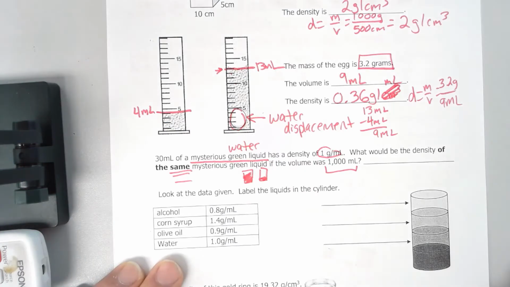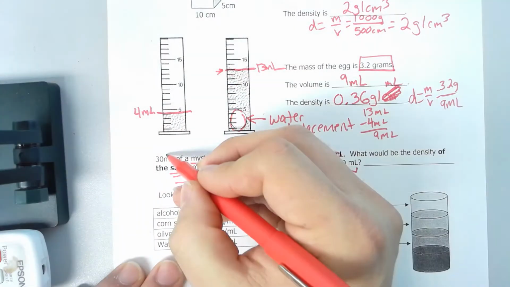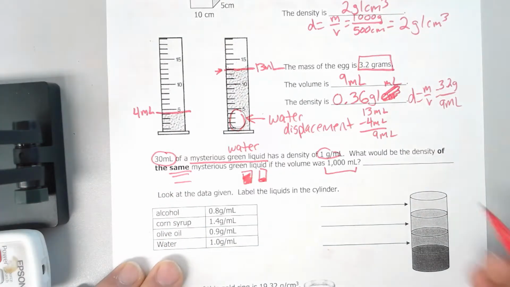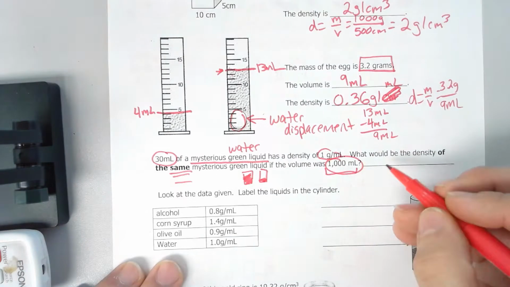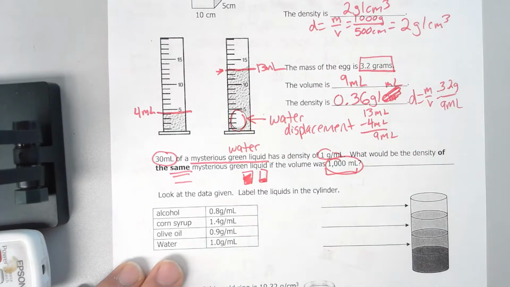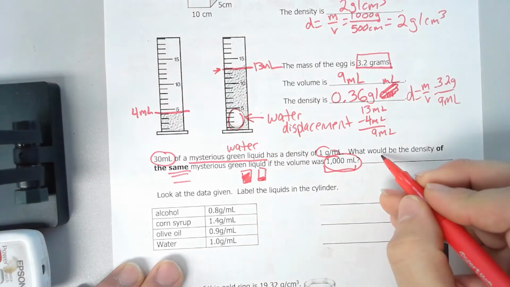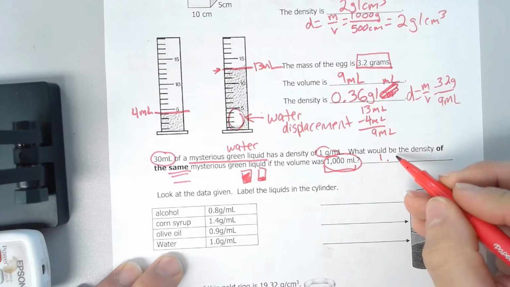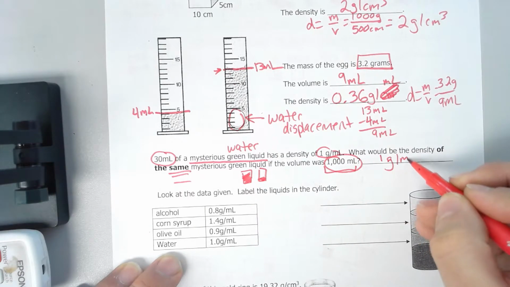It does not matter if you have 30 milliliters, if you have 1,000 milliliters, or if you have like an Olympic-sized swimming pool. The density is always going to be the same if it's the same substance. So the density would not change. It'll be 1.